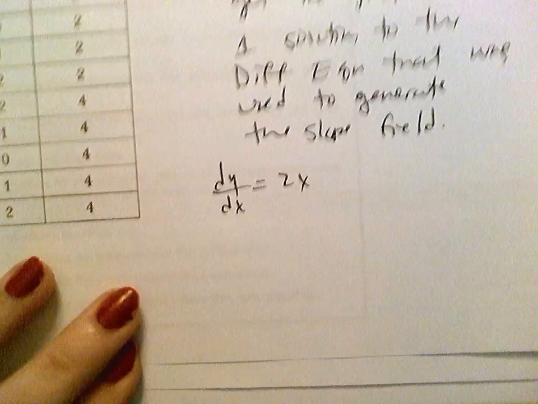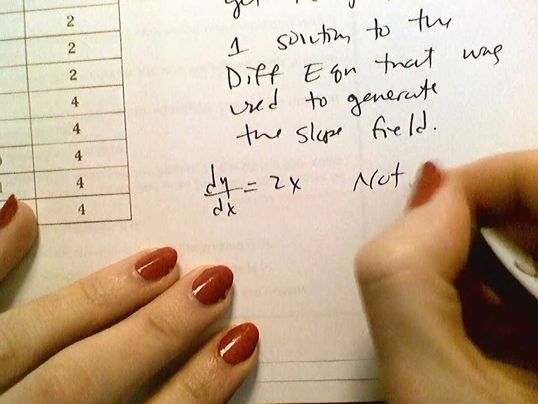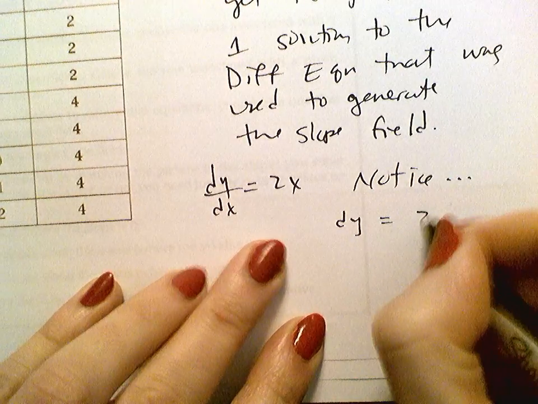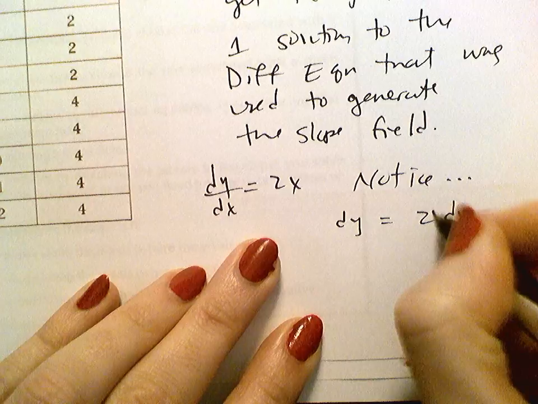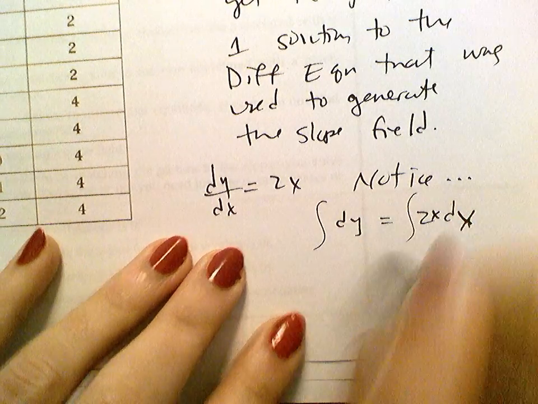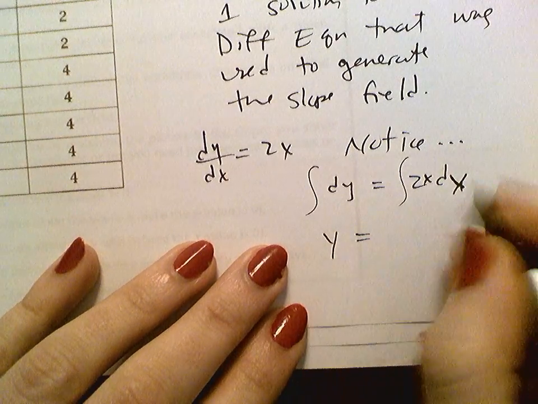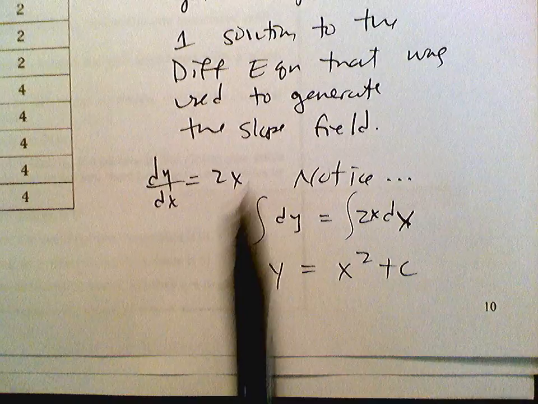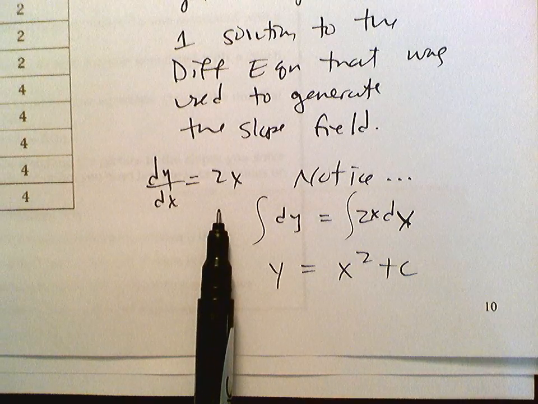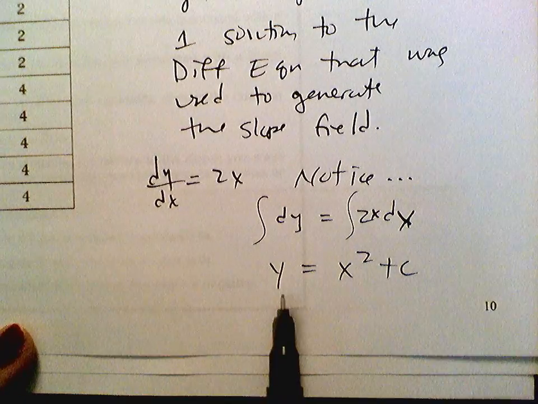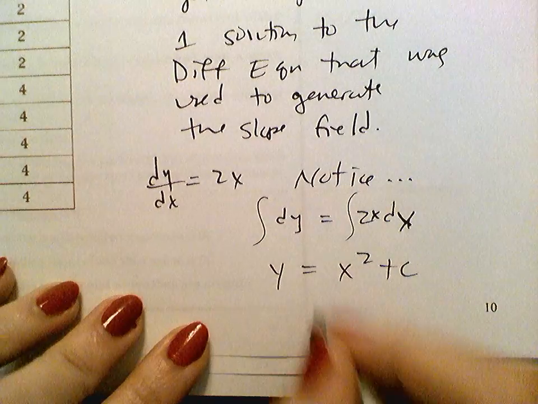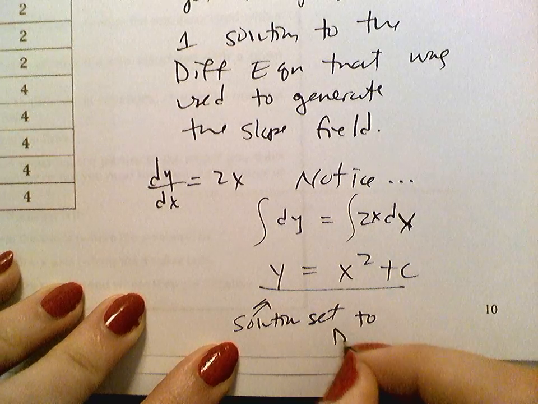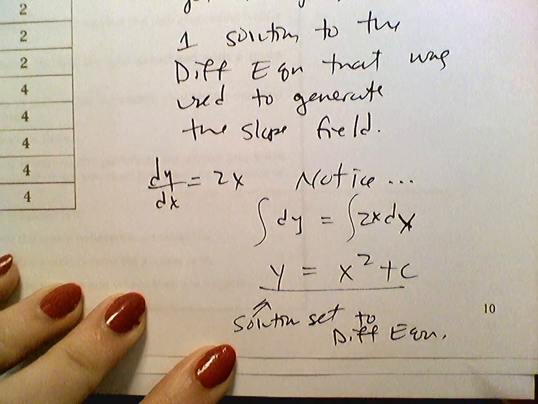And notice this: if you solve this differential equation by first separating the variables and then taking the antiderivative, you'd get y equals x squared plus c, where c could be any number. So this is the differential equation that generated the slope field. This is the solution set to the differential equation.